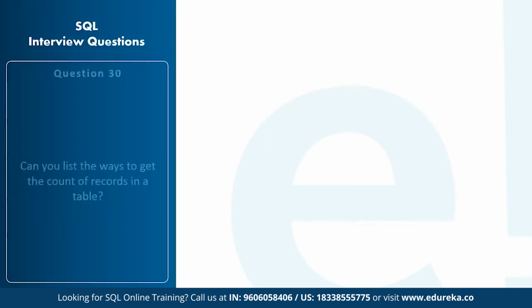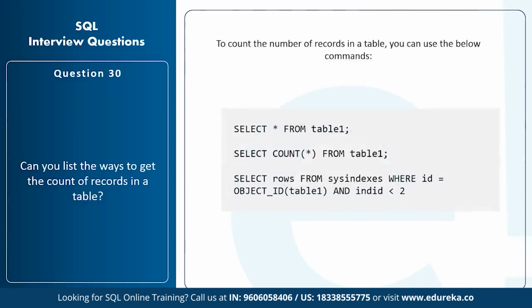Now let's move forward to our next question: can you list the ways to get the count of records in a table? To count the number of records in a table, you can use various kinds of queries. There are mainly three queries that I've mentioned here. First, select star from table 1. Star means basically select all, right? When you want to select all the rows, all the records from a table, you can use star.